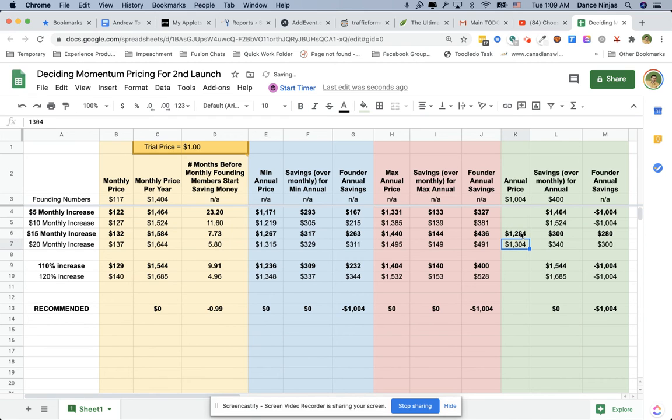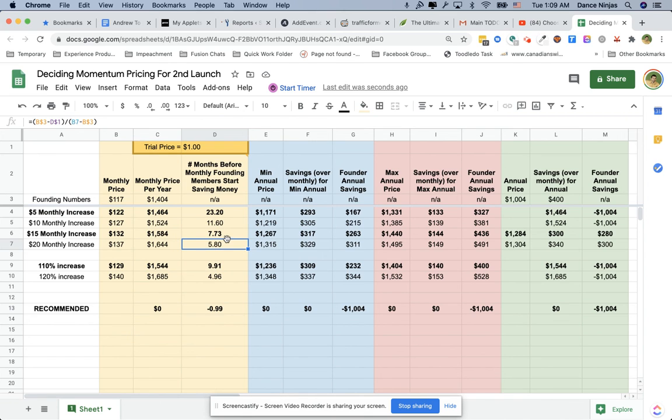I feel like that is the minimum we can go there, and then it only makes it 280 there, 300 there. I don't think we want to go with less than a $300 savings annually right now. I think that would be too big of a jump from the 400 to truly know if annual is working. So you can see the difference there. That's why I'm leaning towards this, because everything makes it more enticing for the founding members, right?